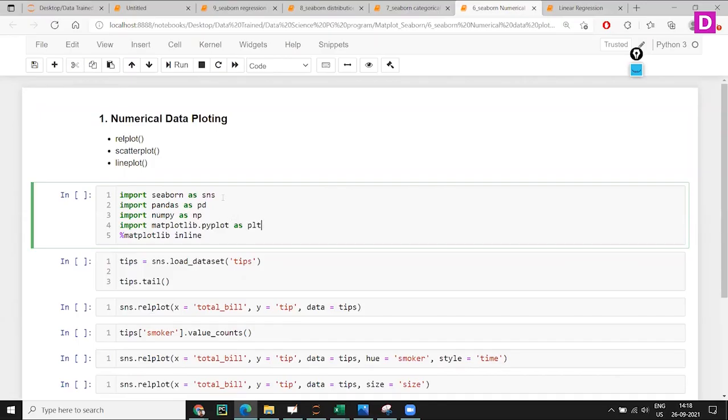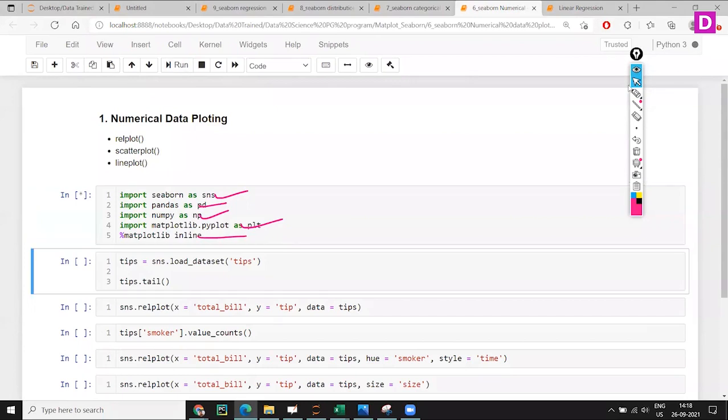As usual, I'm going to import the normal libraries: Seaborn, Pandas, NumPy, PyPlot, and %matplotlib inline. Let's run this and import all the necessary libraries. So yes, we imported. And as I mentioned yesterday, we have many data sets available in Seaborn.